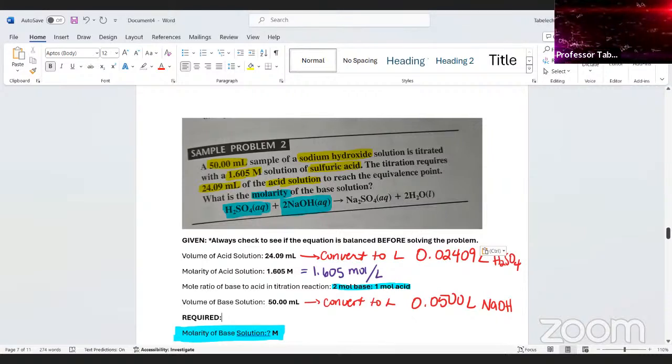So what I'm going to do this afternoon is go through these titration problems, and I'm going to show you guys tips and tricks that you can use to help you on your next test or your next homework assignment or your next quiz.